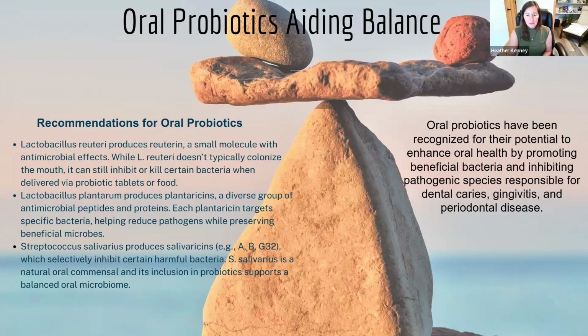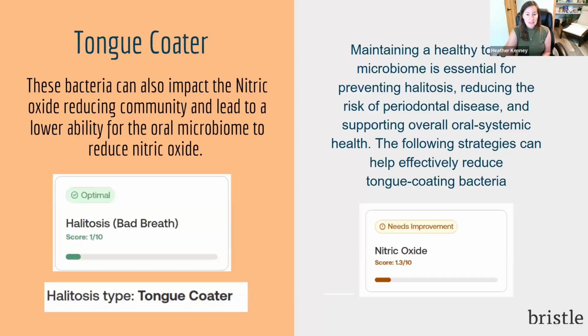So diving a little bit further into the test results. His halitosis score didn't really scream at us very much, but something you want to look at in the halitosis score is the type of halitosis that shows up. Sometimes if you have a high pathology in the gum inflammation score, it will be gum line in nature. But the tongue coating nature I'm finding will oftentimes correlate with a lower nitric oxide score.